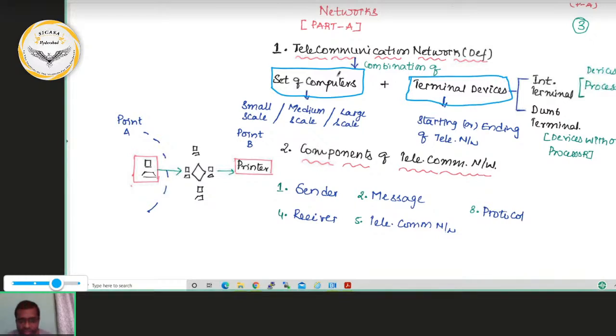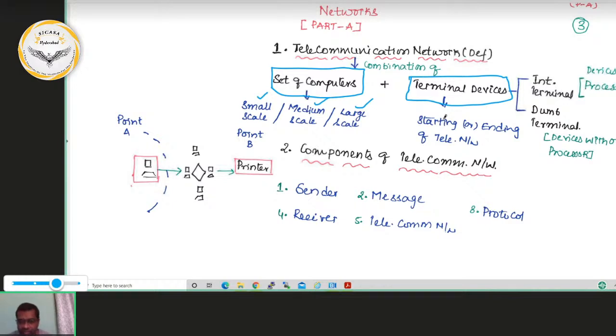So what do you mean by set of computers? A set of computers is nothing but it consists of small scale computers, medium scale computers, and large scale computers. What do you mean by small scale? If you connect less than 1,000 computers, it is called a small scale. If you connect more than 1,000 but less than 5,000, it is called a medium scale. If you connect more than 5,000, it is called a large scale. So that is called a set of computers.